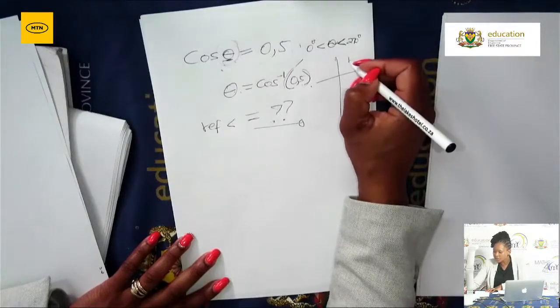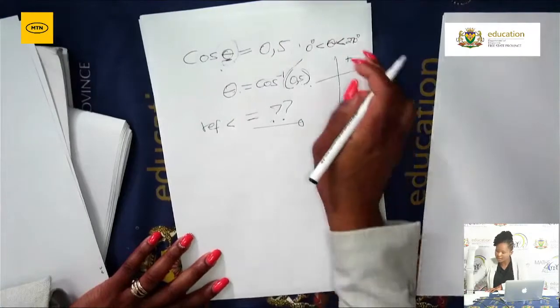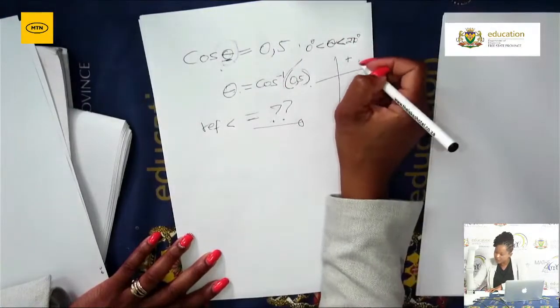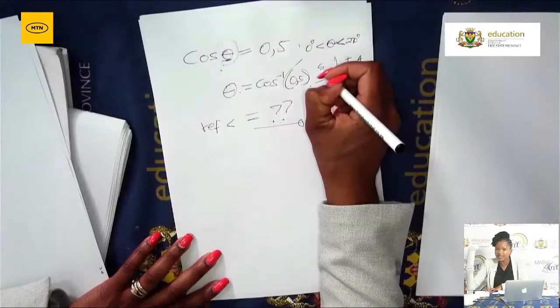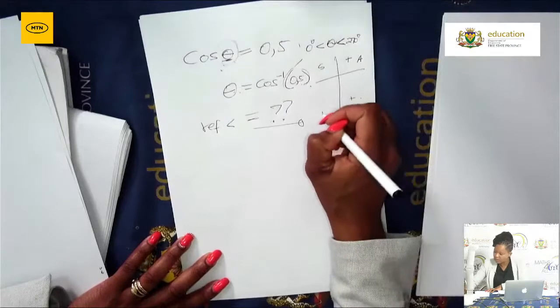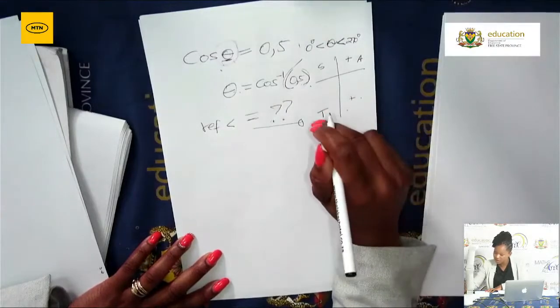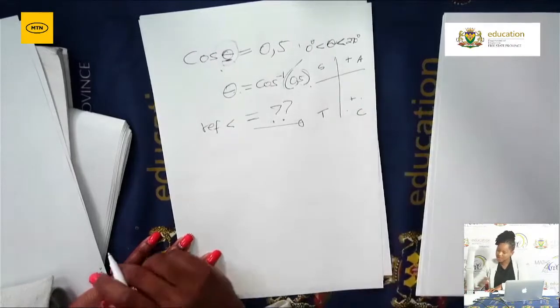Cos is positive in the 1st quadrant and the 4th quadrant. Remember the CAST rule. In the 1st quadrant, they are all positive. 2nd quadrant, it's only sine and its reciprocal, cosec, of course. In the 3rd quadrant, it's tan and cot, which are positive. 4th quadrant, it's cos and sec.